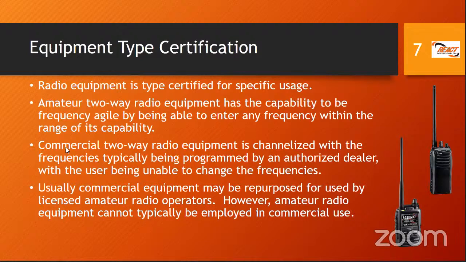Commercial two-way radio equipment, for example, tends to be channelized: channel one, channel two, channel three. That's how you can often tell a commercial piece of equipment. It's channelized and programmed by an authorized dealer. The user will not be able to change the frequency of operation. The dealer has to do it, and software often has to be used to program the radio. So it's locked. You can't just punch a frequency in. That's one of the differences between a commercial radio and an amateur. There are many others, but the type certification really will tell you the purpose of the radio.